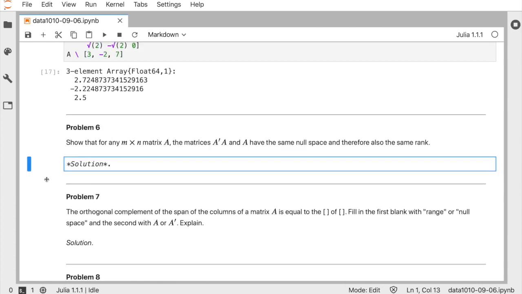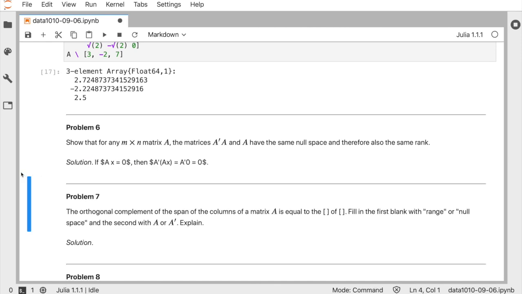So this is another theory problem. We're asked to show that A transpose A and A have the same null space. So in other words, we want to show that if A maps a vector to 0, then so does A transpose A, and conversely, if A transpose A maps a vector to 0, then so does A. So one of those directions is much easier than the other. If A times X is equal to 0, then we can multiply both sides of that equation by A transpose, and we get that A transpose times AX is equal to A transpose times 0, which is 0.